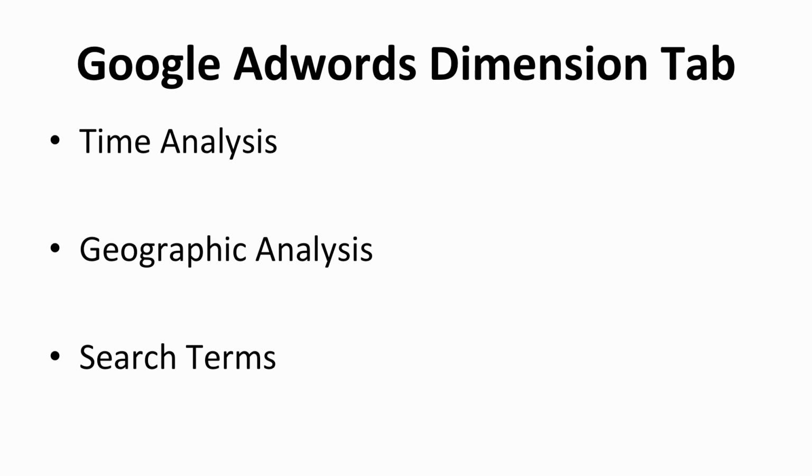Second, you can check on the geographic analysis in the Dimensions tab. This feature allows you to know in which areas of the world your ad performs the best. It's important to know about this. This is especially important if you have a business that sells across the world.